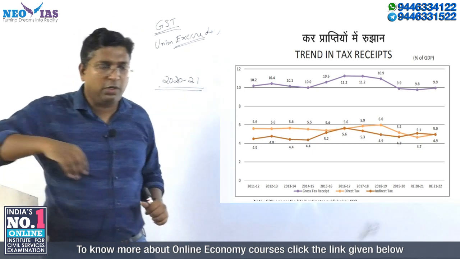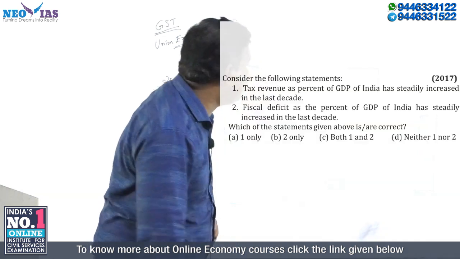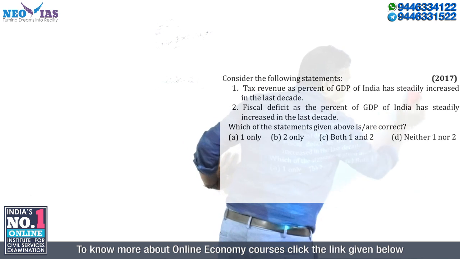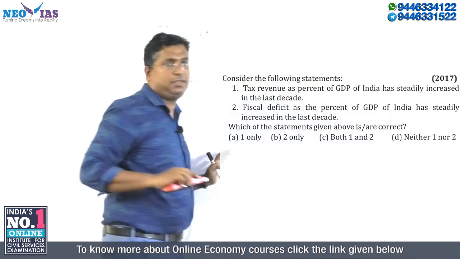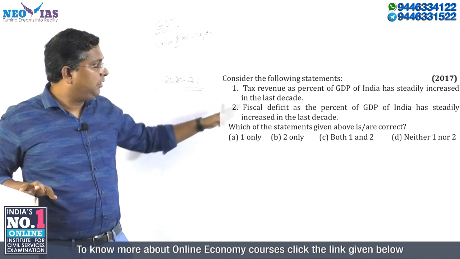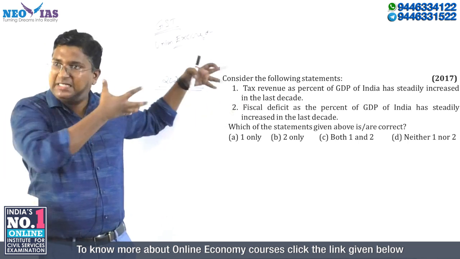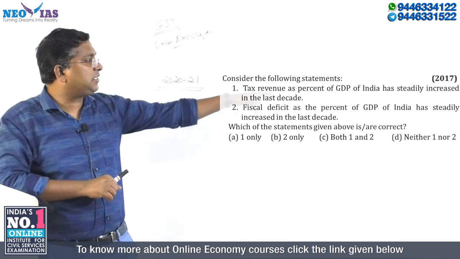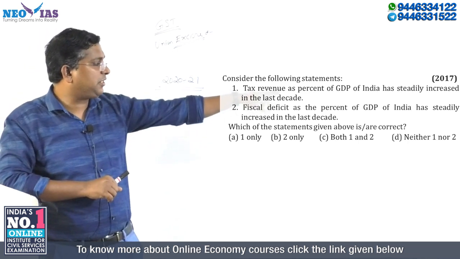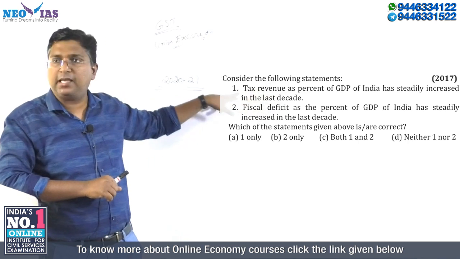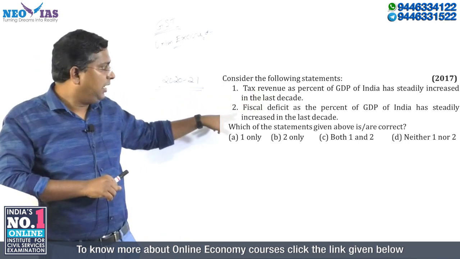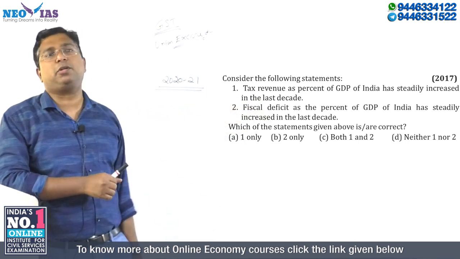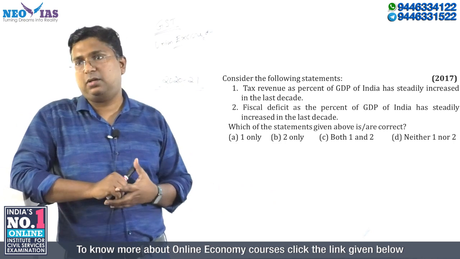Now see how UPSC asks questions. If you are aware of how UPSC asks questions, then things become easy for us. See, from where this question was asked: from this figure only. Tax revenue as percentage of GDP of India has steadily increased in the last decade. Wrong statement. Fiscal deficit as percentage of GDP of India has steadily increased in the last decade. That is also a wrong statement. So the answer is neither one nor two.